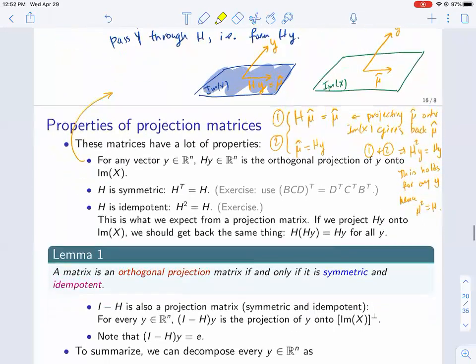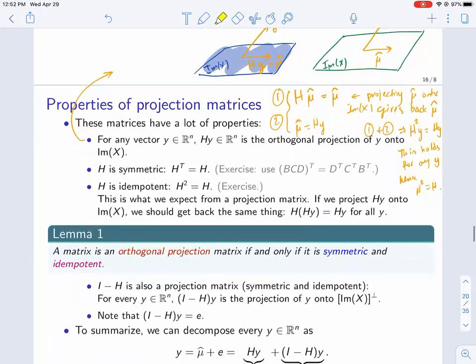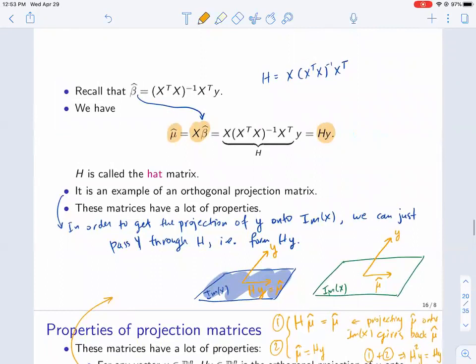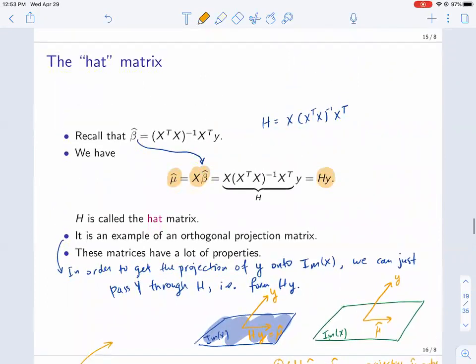In any case, H has these two properties, and any matrix that has these two properties is an orthogonal projection matrix. So we have this lemma, which I'm not going to prove: a matrix is an orthogonal projection matrix if and only if it's symmetric and idempotent. So these two properties, in a sense, characterize orthogonal projection matrices. And the space onto which such a matrix projects is the same as its image. So one of the things that you can show is that, exercise.